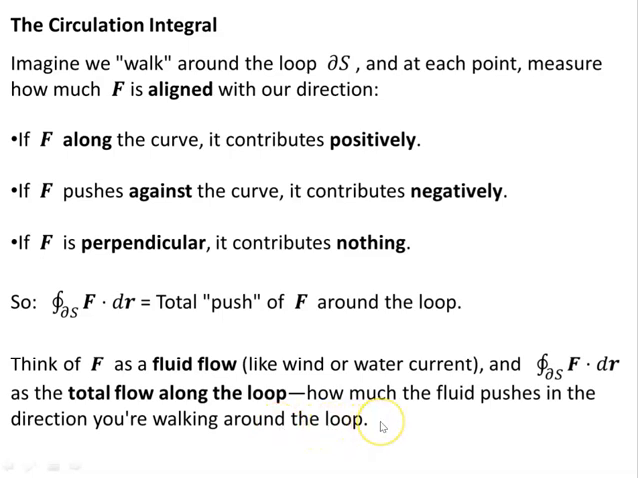So imagine you're walking anti-clockwise around the loop. What's the pressure of the wind or the water current on your back pushing you around the loop? You can think of the circulation in that way. All right, now, at some points it's pushing you along the curve. At some points it's not pushing on you because it's perpendicular to the direction of your travel. At other times it's pushing against you because the component F dot dr is pushing in the clockwise direction.